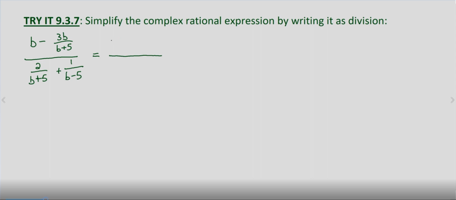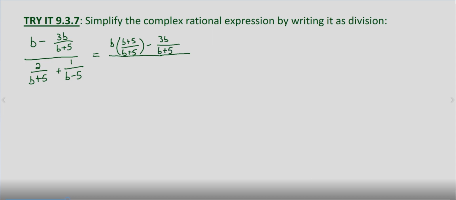So we have b times b plus 5 over b plus 5 minus 3b over b plus 5.